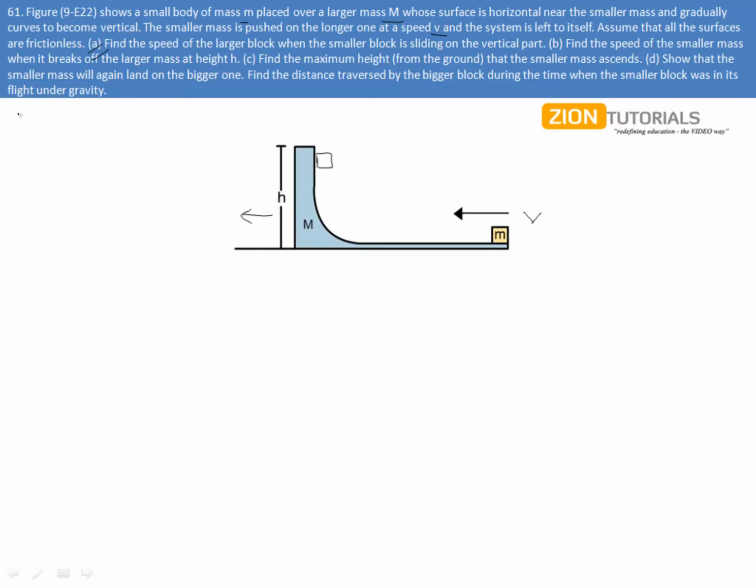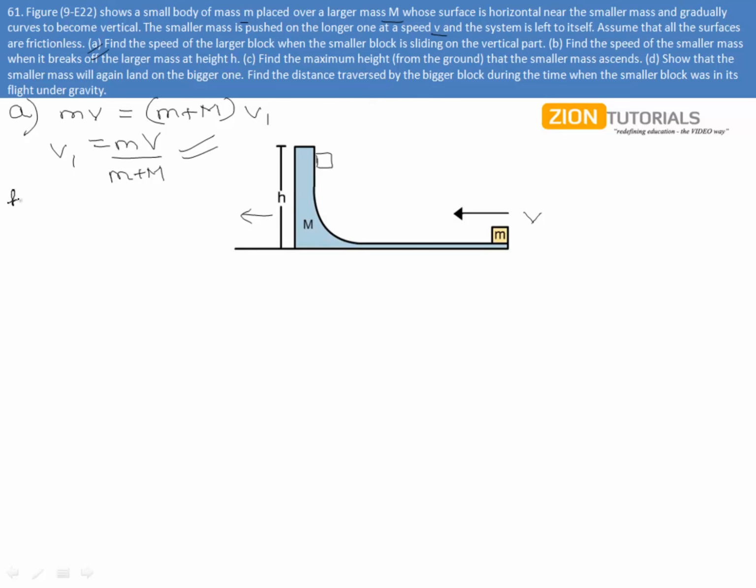So now let us solve the first part, which is to find the speed of the larger block when the smaller block is sliding on the vertical path. If the block is on the vertical part, both will have the same horizontal velocity. So mv, that is the initial momentum, equals (M plus m) times v1. So we get the velocity v1 to be mv upon M plus m.